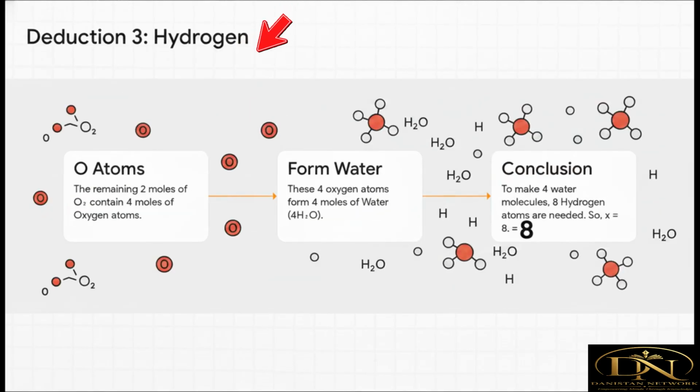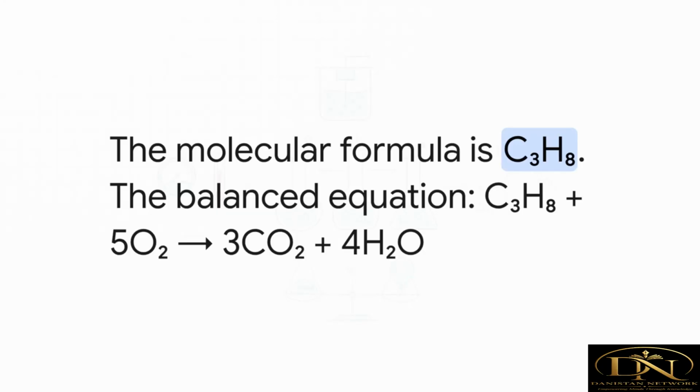Let's follow this last clue. Those 2 leftover moles of O2 molecules contain a total of 4 moles of oxygen atoms. Those 4 oxygen atoms combine with hydrogen to make 4 moles of water, so 4H2O. And if you're making 4 water molecules, each needing 2 hydrogens, well, you must have started with 8 hydrogen atoms, and they came from the propane. So the value of x is 8. And case closed. The formula is C3H8. It's propane. We just deduced its exact molecular formula and balanced the entire chemical equation just from measuring gas volumes. That is an amazing piece of chemical detective work.